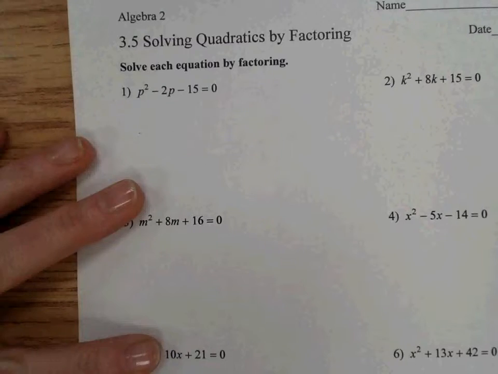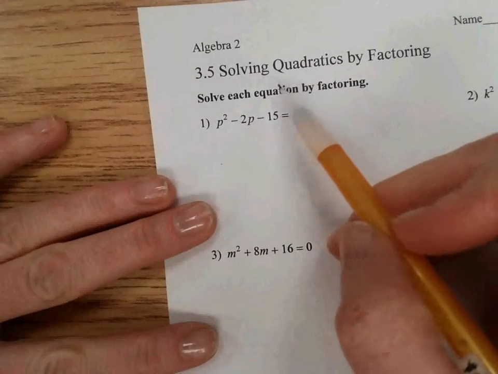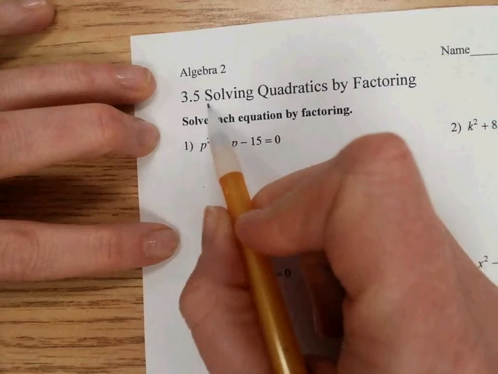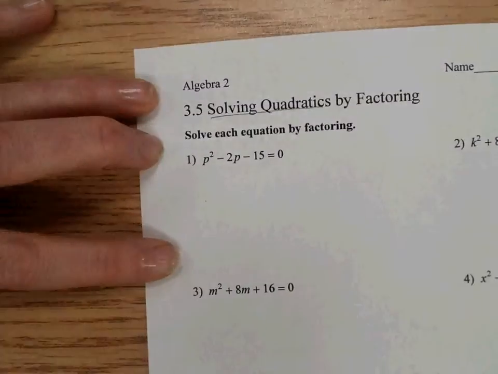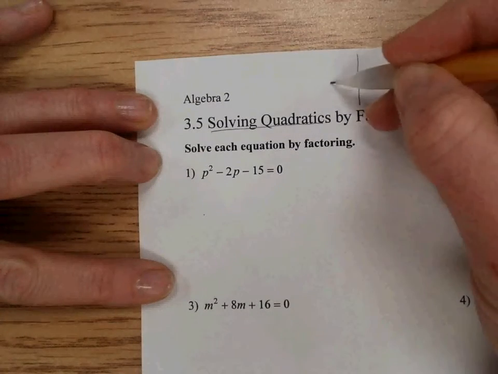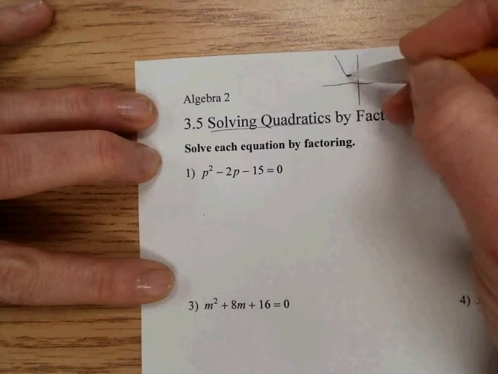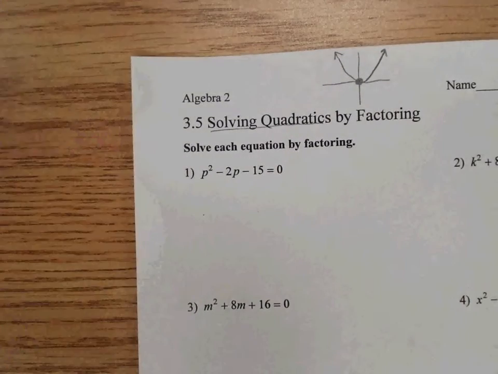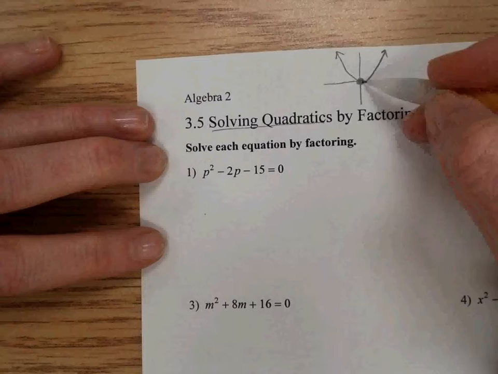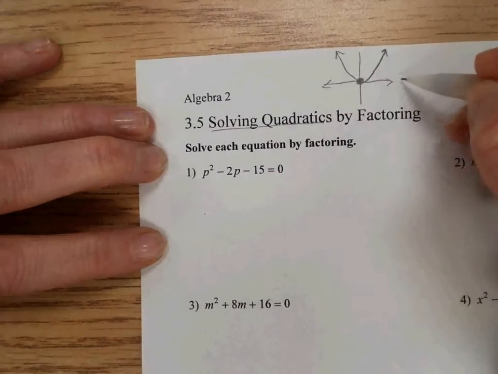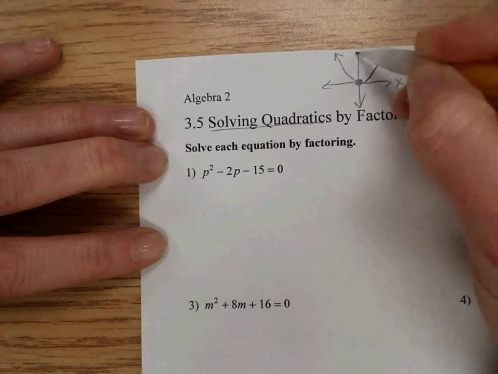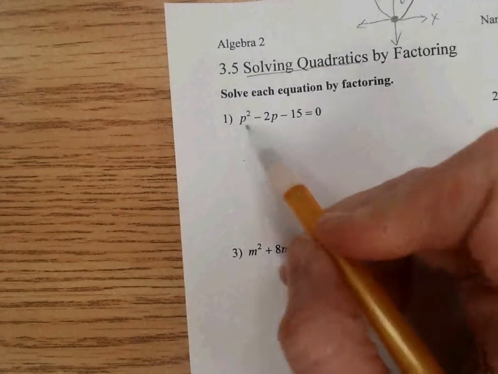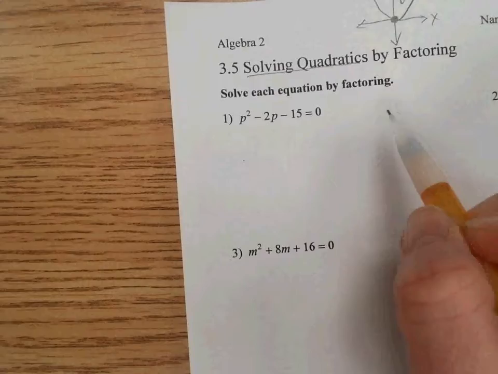This is lesson 3.5, solving quadratics by factoring. So we're talking about solving quadratic equations like we talked about. Quadratic equations look like a parabola on the graph, and the points or point at which that parabola hits the x-axis, those would be the solutions. So using our knowledge of factoring, we can solve for p, now that our equation is set equal to 0.